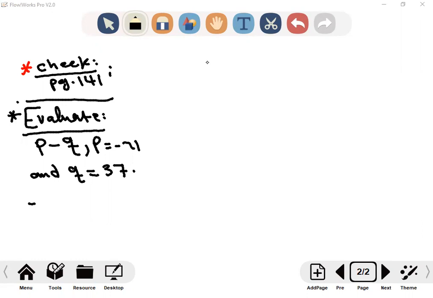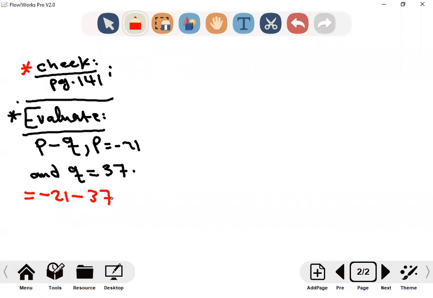Yes, Mister, replace the variables. So this is equal. We replace the P with its value, which is negative 21. After P, what do we have? Minus. Then Q, how much is Q? Positive 37. If you put positive or you don't put positive, it is the same. I won't put it. Right?